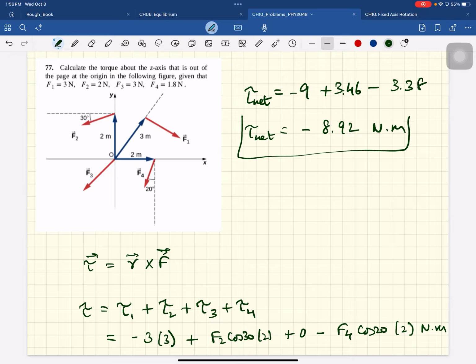So the net torque is negative 8.92 Newton meters. If all those forces acted on this object, imagine a disk there, and if the disk was at rest, which way would it start rotating? Clockwise. Yep. Very good.